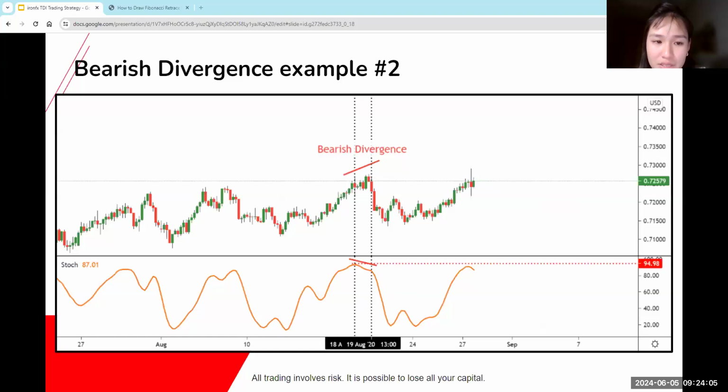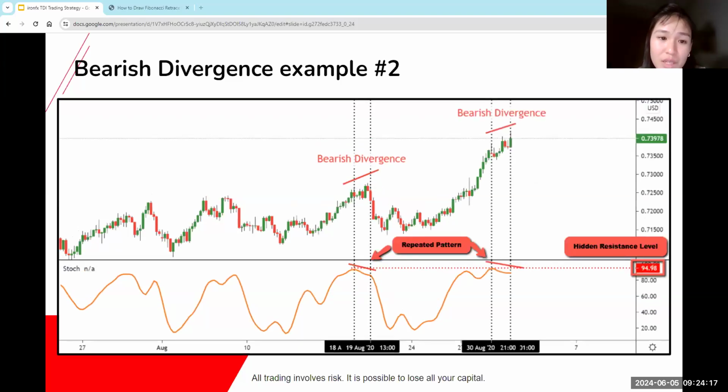So I'll move on to our next example, which is again bearish divergence, but this one is a bit more straightforward. You can see very clearly the higher high on our price chart and the lower high that our stochastic is making. So here we see that repeated pattern when price is making a higher high, and stochastic is giving us a lower high.